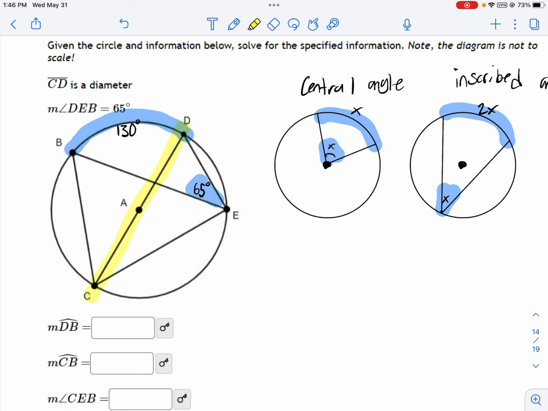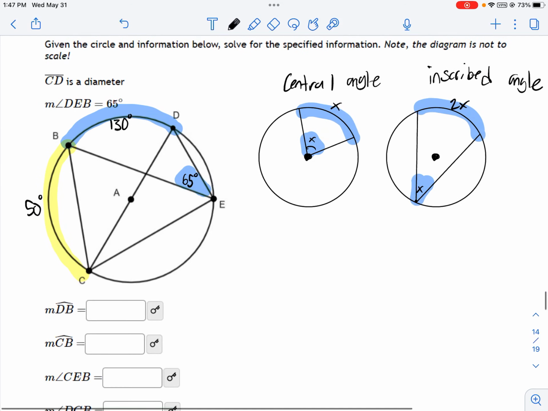If this is a diameter, how does knowing 130 degrees help us? Well, think about it. A diameter cuts a circle in half. If a circle is 360 degrees, the diameter cuts it into two equal parts of 180 degrees each. Half of 360 is 180. That means this entire section right here is half of the circle, 180 degrees. And if this portion of the circle is 130 degrees, the remaining portion right here has to be 50 degrees. It has to, because the whole thing has to be 180 together. So there you go, that would be that section.